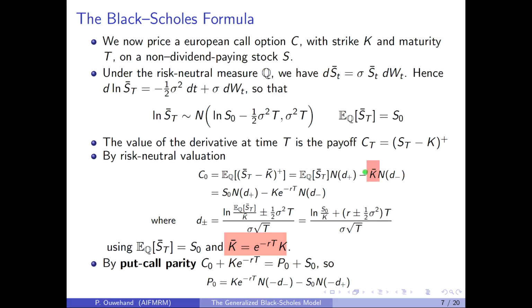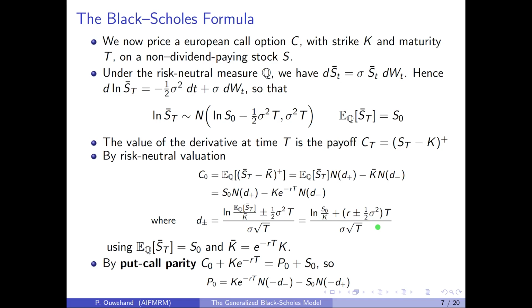Now K bar, discounted K, is simply e to the minus RT times K. And the expectation under the risk neutral measure of S bar is S0, and hence we obtain the following result. Here d plus and minus are given as follows, and simplifying the expression inside the logarithm, we obtain the following well-known result. That gives the price for a vanilla call option.